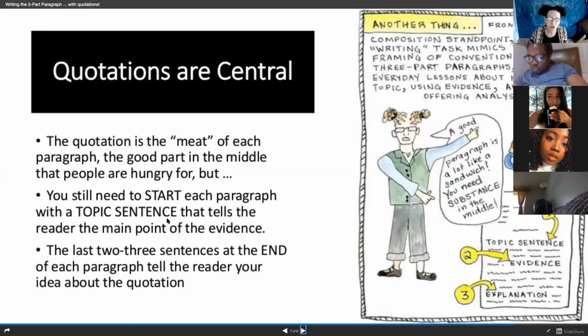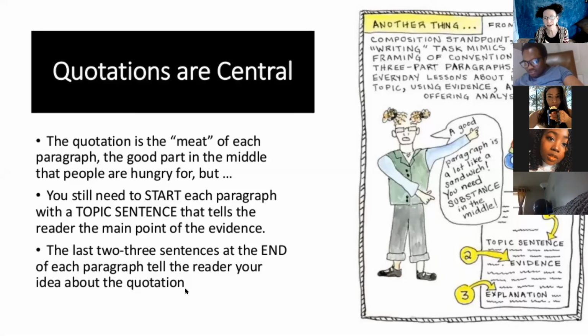And you still need to start each paragraph with a topic sentence, and then the last 2 or 3 sentences at the end of each paragraph tell the reader your idea about the quotation. So you might take the writing that you did on the right-hand side of the column in that dialogic journal and flip it around so it's the bottom part of your paragraph. The bottom part of your paragraph is 2 or 3 sentences saying what you think about that evidence.